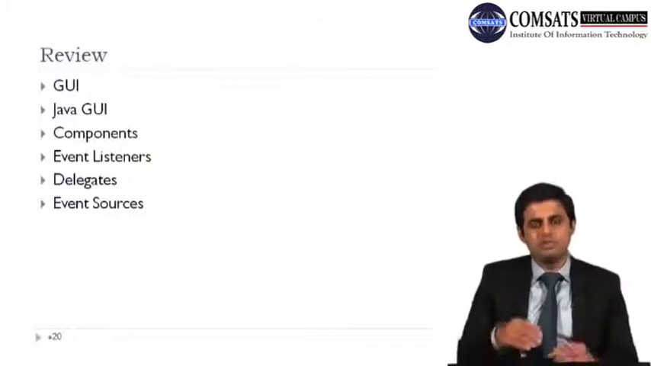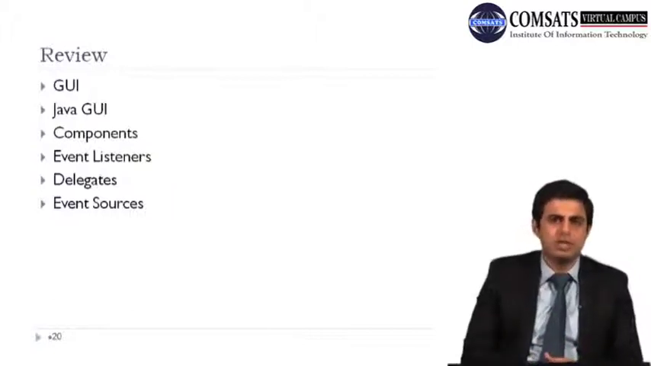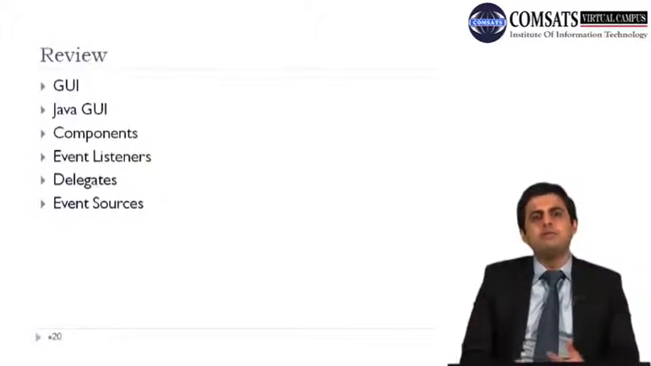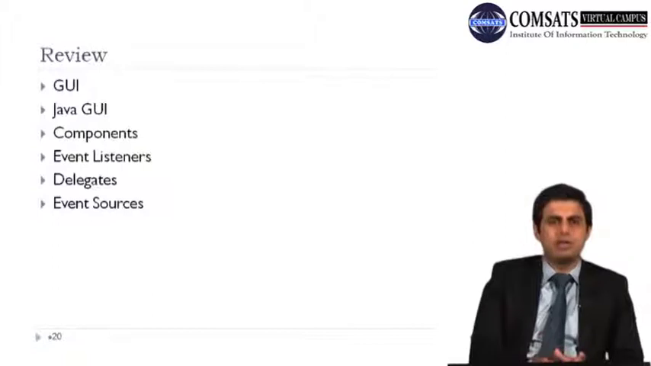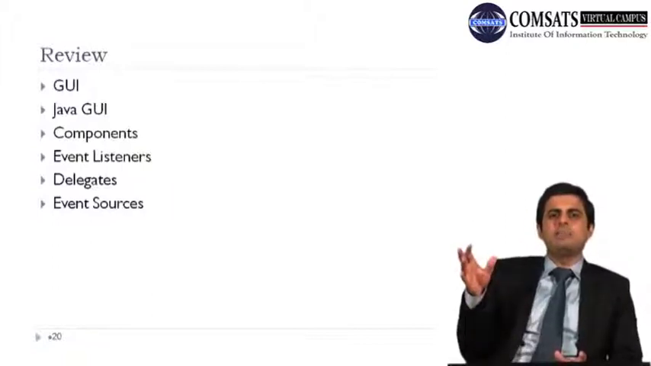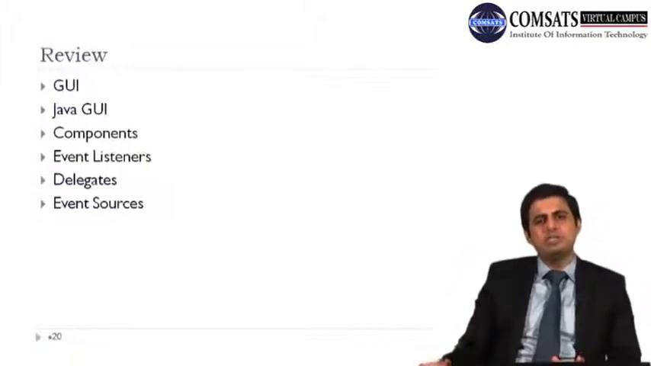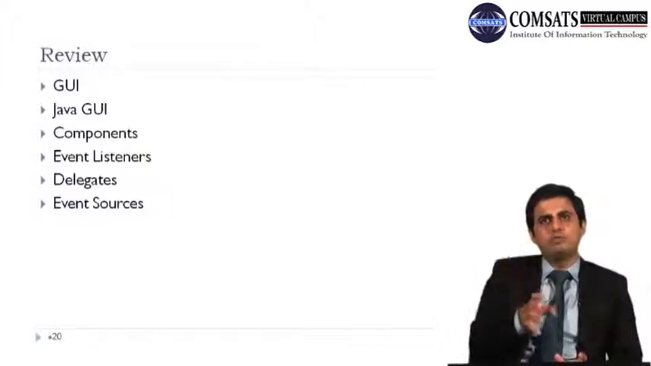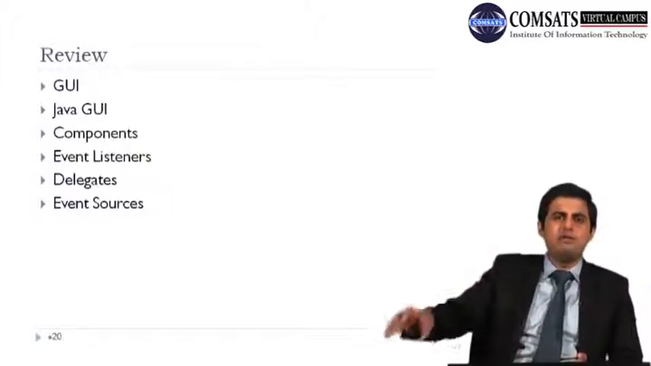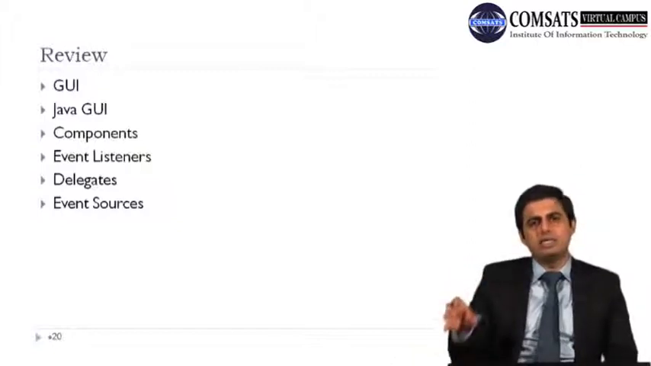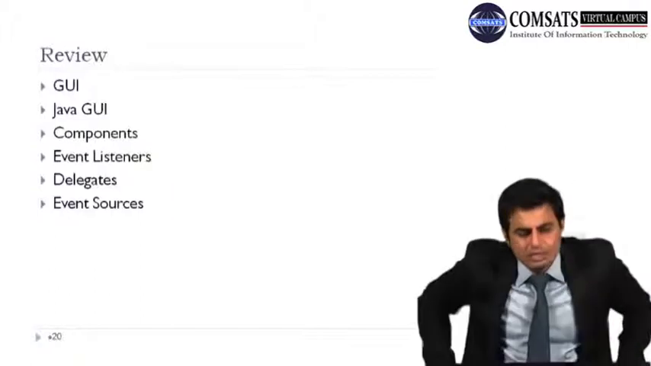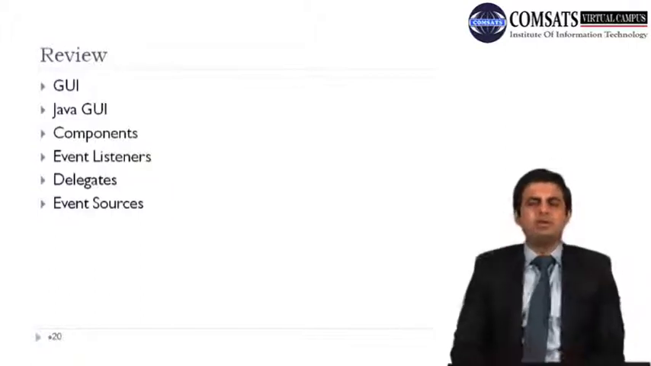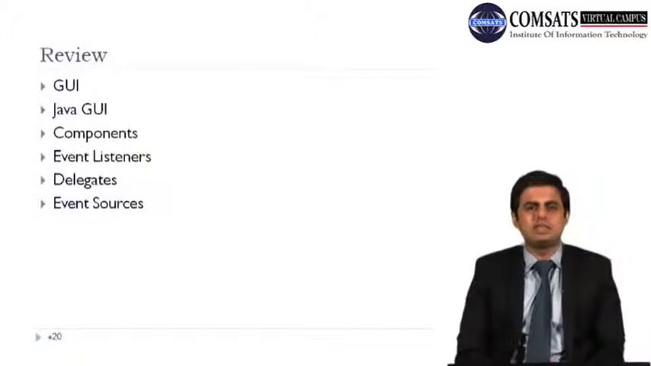Then I told you about delegates and event sources. I also told you there could be multiple event sources as well. Like one listener can listen to multiple components. They can take inputs from multiple components, and then they can inform event handlers, and event handlers can take action according to that. So this was the lecture about GUI and graphics. We have not yet started writing the code in GUI.